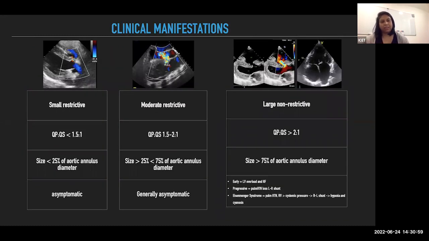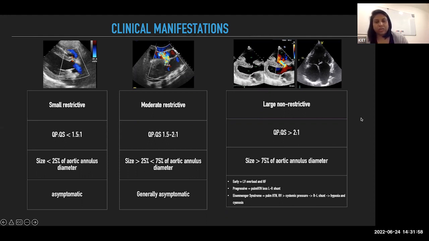And again, the different size VSDs can have different symptomatology or severity of presentation. So you have your small restrictive VSDs, and this is when the shunt ratio is usually less than 1.5 to 1. The size in general is less than 25% of the aortic annulus diameter, and these ones are usually asymptomatic and they just need follow-up in the community and serial echocardiograms, and not much really needs to be done about them. The moderate restrictive, these are when they've got a shunt ratio of between 1.5 to 2, and their size is between 25 and 75% of the aortic annulus diameter. And again, these are generally asymptomatic and similar to the small restrictive. They don't really need to have any intervention.